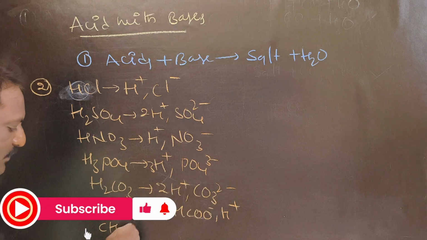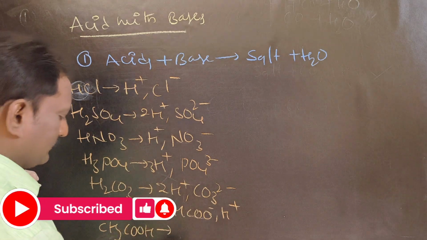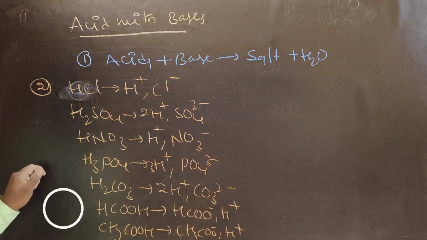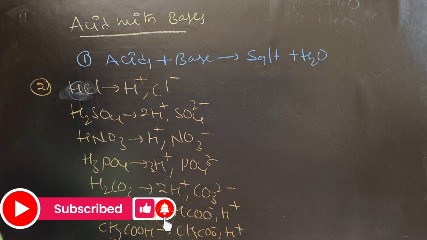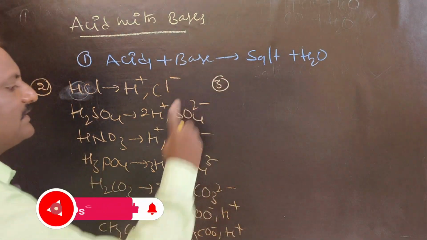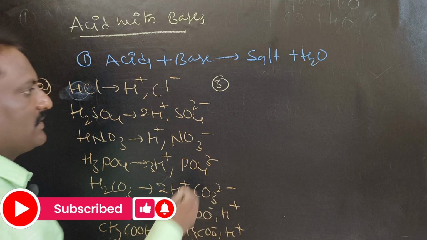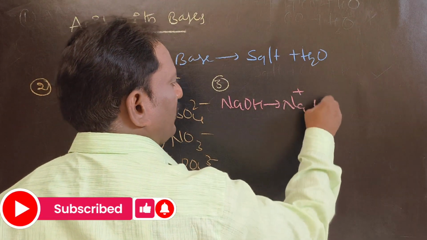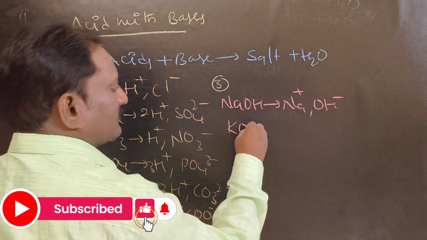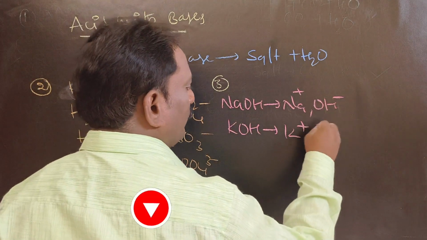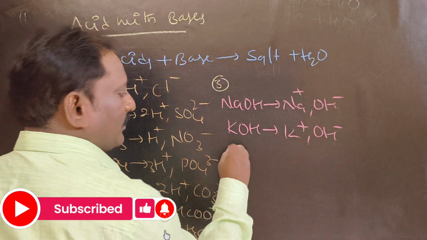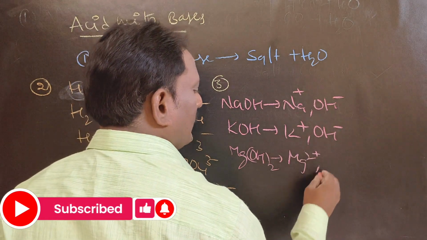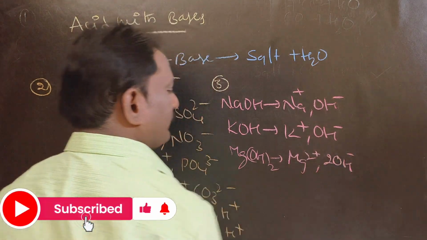Acetic acid CH3COOH gives CH3COO minus and H plus. Next, point number 3, bases and their examples. Sodium hydroxide gives Na plus and OH minus ion. Potassium hydroxide gives K plus and OH minus ion. Magnesium hydroxide gives Mg2 plus and 2OH minus ions.